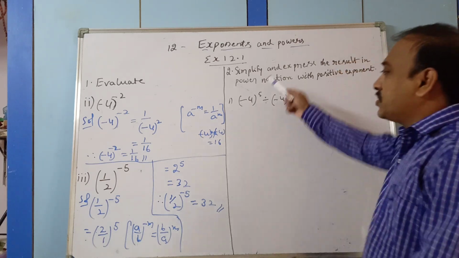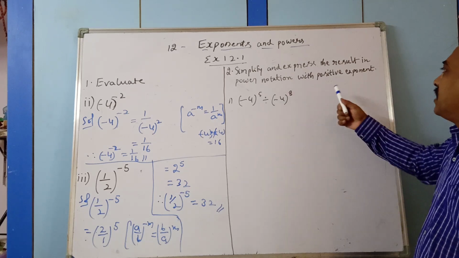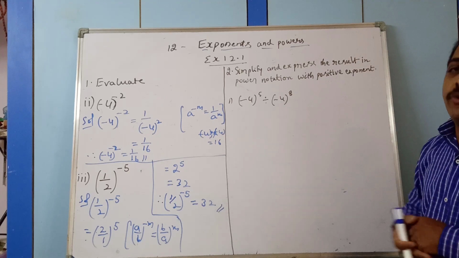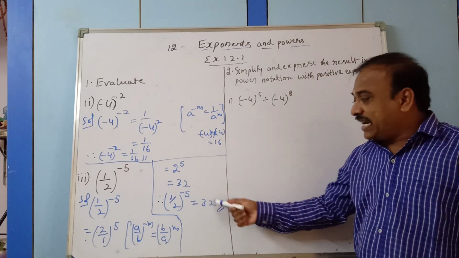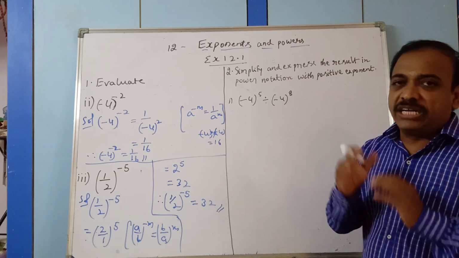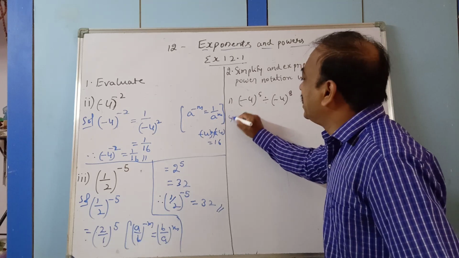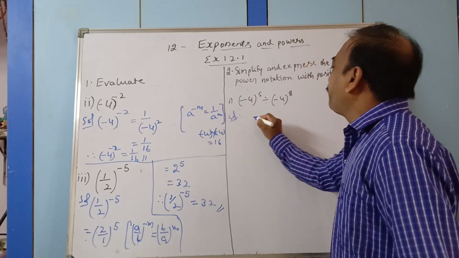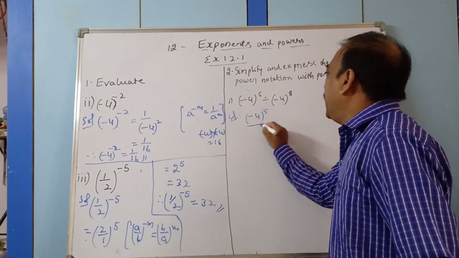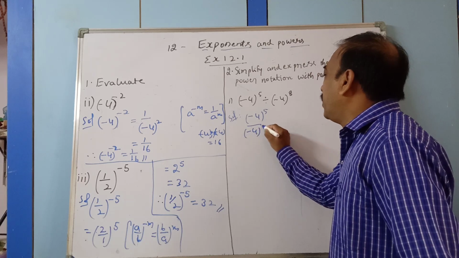Next, the second question says: simplify and express the result in power notation with positive exponent. So the final answer should be with a positive power. Here we simplified the complete answer, but here he is asking the power should be in positive exponent form. Now, first we write the given thing. Solution: (minus 4) to the power 5, divided by (minus 4) whole to the power 8.